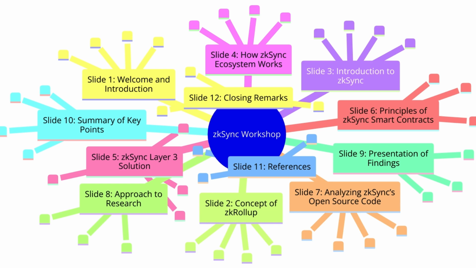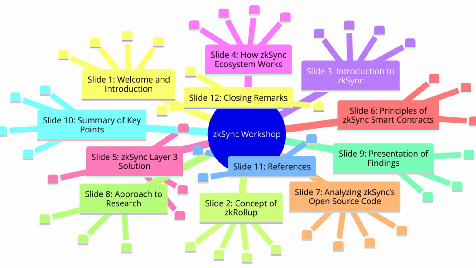zkRollup is a Layer 2 scaling solution for blockchains. It combines on-chain and off-chain processes to increase transaction throughput while maintaining security. Key principles include the use of zero-knowledge proofs to validate transactions, which offers significant technical advantages over other scaling solutions like Plasma or sidechains. These advantages include reduced gas fees and faster transaction times. Real-world applications of zkRollup include payment networks and decentralized exchanges.